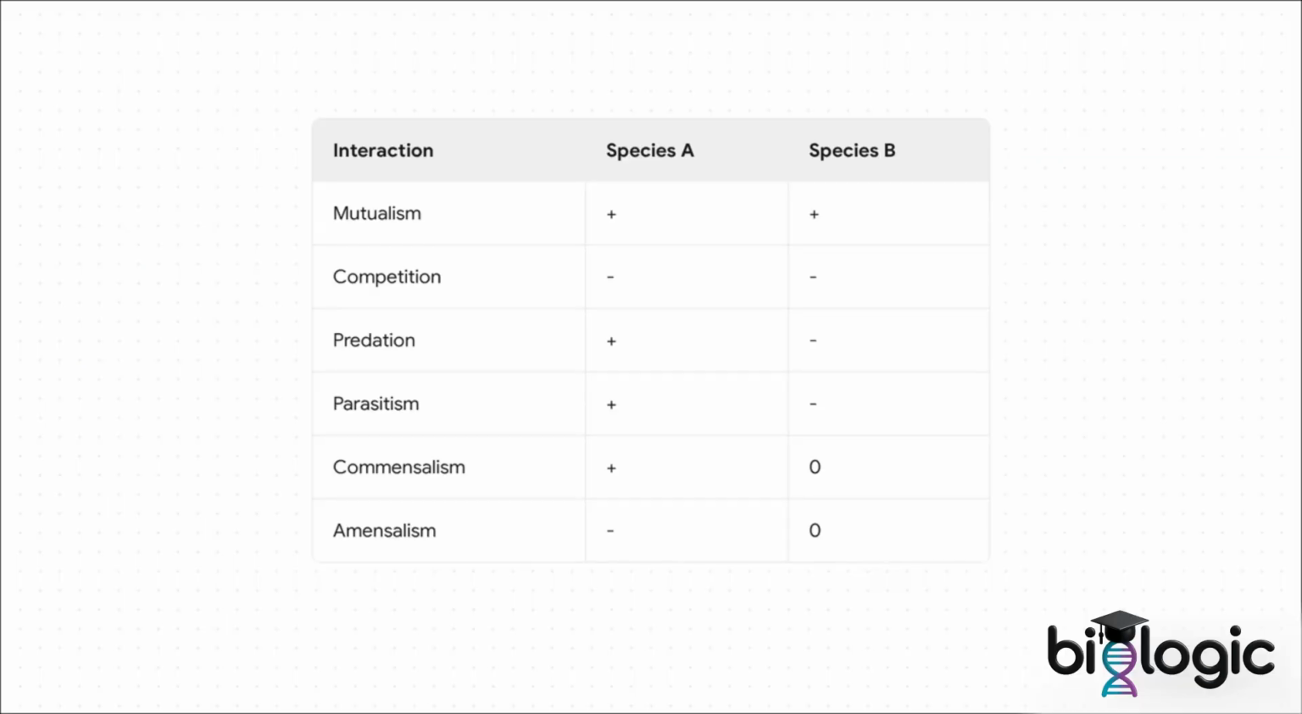This table right here, this is your best friend for revision. Seriously, it summarizes every single type of interaction using a simple code. A plus sign means a species benefits, a minus sign means it's harmed, and a 0 means it's unaffected. So look, mutualism is plus plus, both win. Competition is minus minus, both lose. Predation and parasitism are plus minus, a classic win-lose scenario. You absolutely have to know this table inside and out.